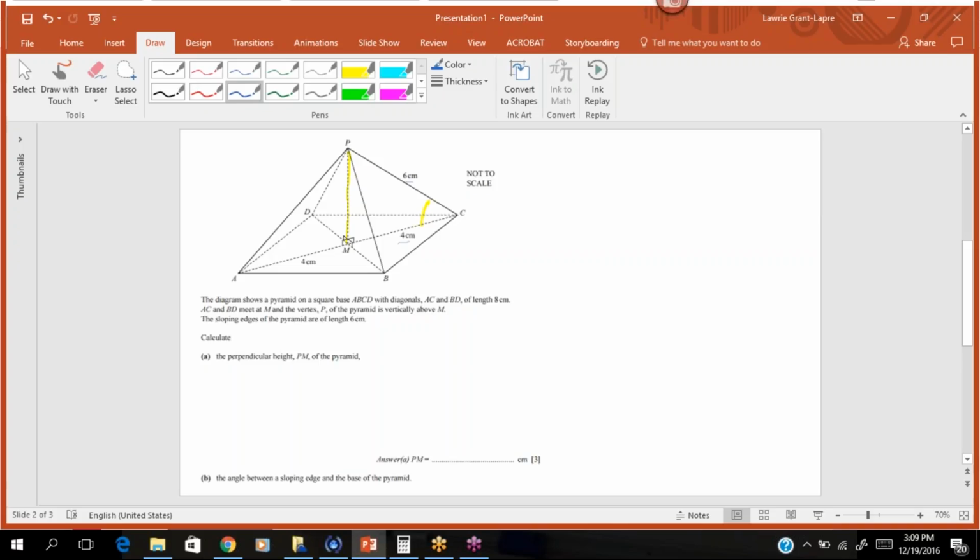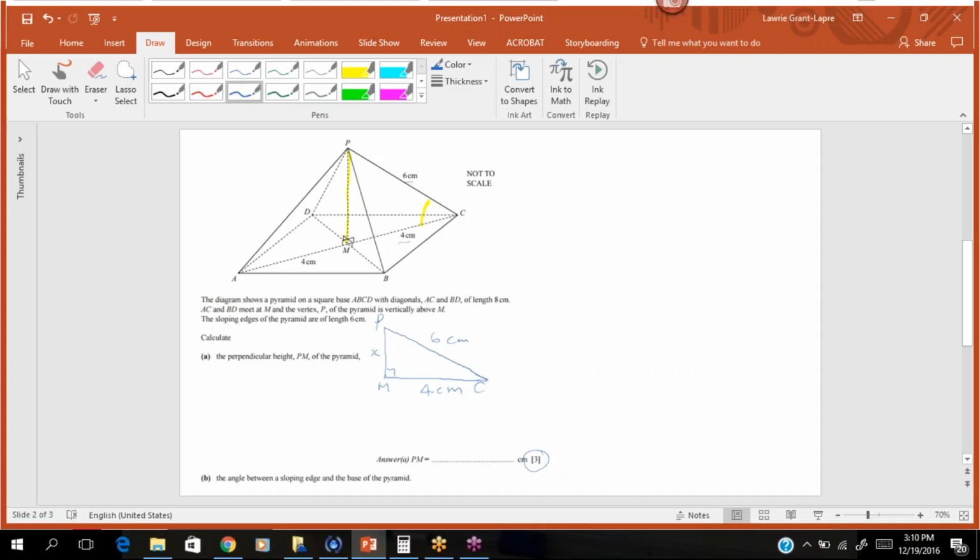Calculate the perpendicular height, PM, of the pyramid. So just looking at this triangle here, we've just got PM. We've got a 90-degree angle out to C, and then we've got a length of 6 centimeters. And from M to C is 4 centimeters. And we're after PM here. What you need to show is Pythagoras' formula. You can't just put the answer straight away. It's 3 marks, so we need to get a couple of marks for our working and 1 mark for our answer.